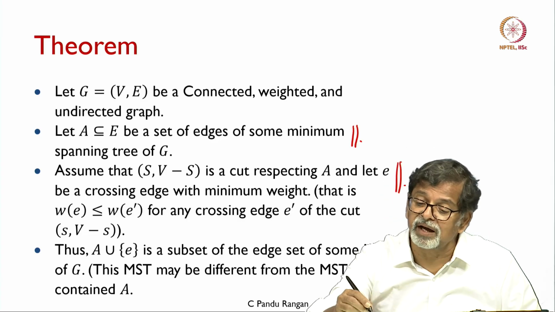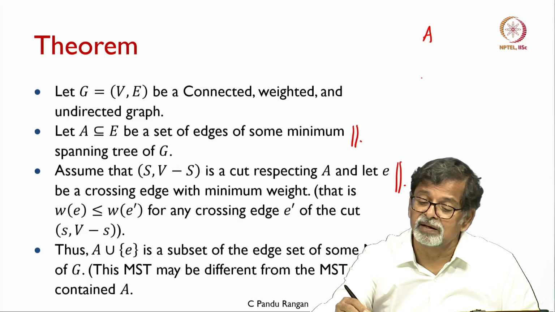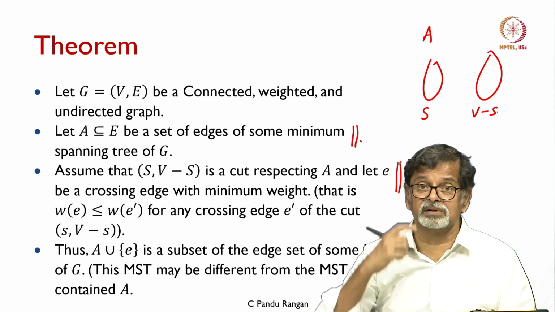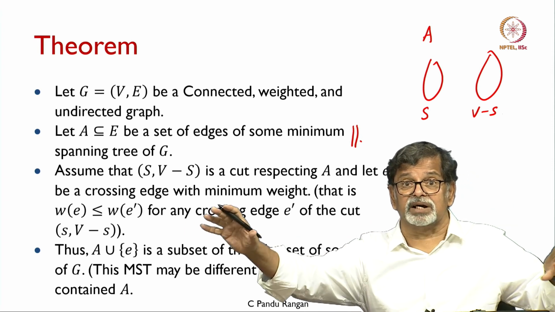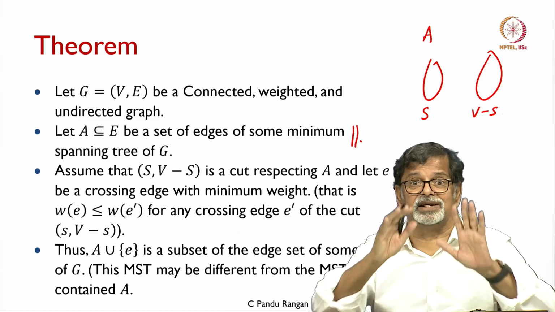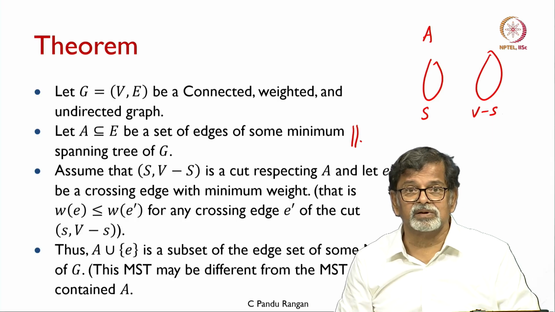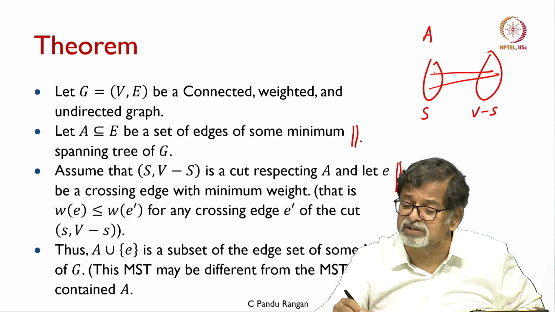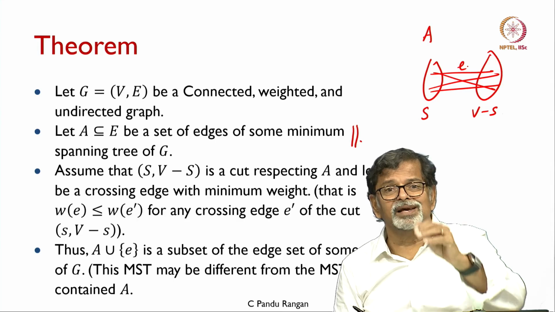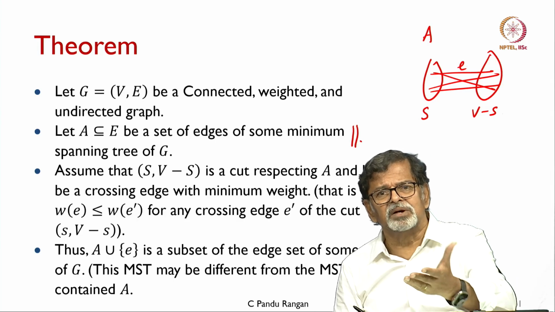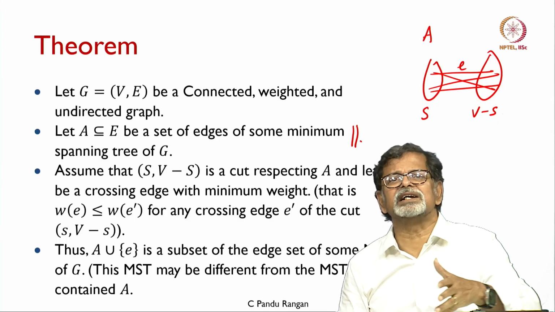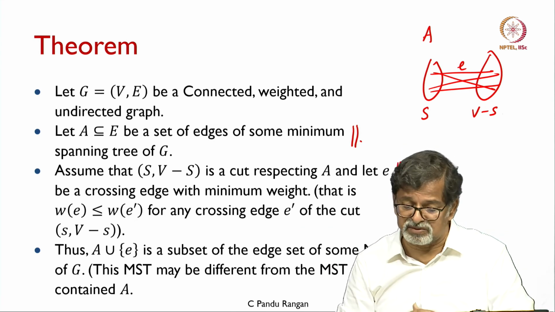So, I have a set of edges A, I have a partition (S, V minus S). Edges of A are all internal to S and V minus S, it is a respecting cut, no crossing edges in A. Of course, this will have several crossing edges. Each crossing edge has got a weight. Choose E to be that edge with the minimum weight, that is called the minimum weight crossing edge.